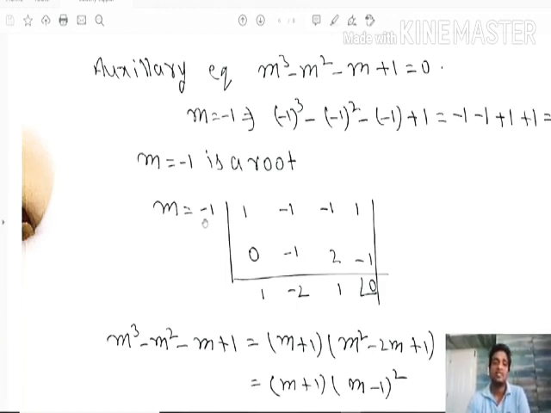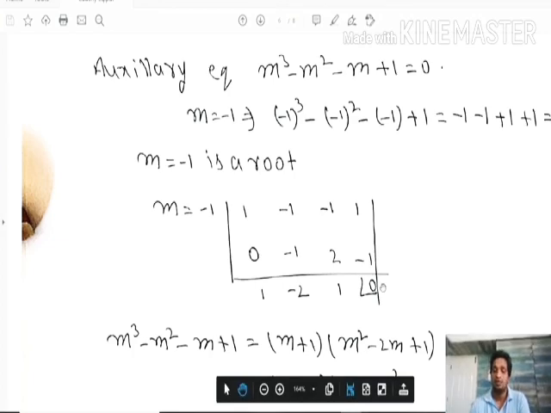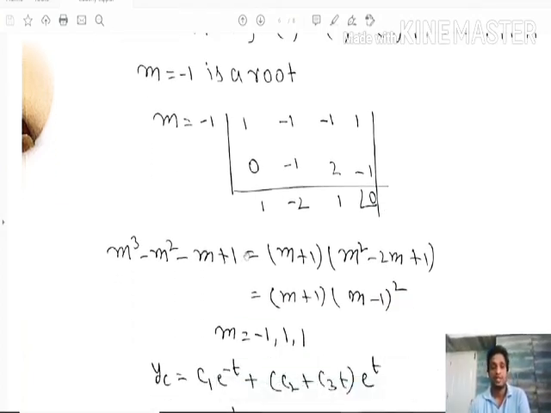So by the division method, with m is equal to minus 1, I am writing the coefficients of our equation in decreasing order. That is, m cube coefficient is 1, m square coefficient is minus 1, m coefficient is minus 1, constant is 1. Keep 0 here, 1 into 1 plus 0 is 1, 1 into minus 1 minus 1, minus 1 plus minus 1 will be minus 2, minus 2 into minus 1 is 2, minus 1 plus 2 is 1, 1 into minus 1 will be minus 1. In the last step, if you add this, you get 0. So this total equation can be written as m plus 1 into m square minus 2m plus 1.